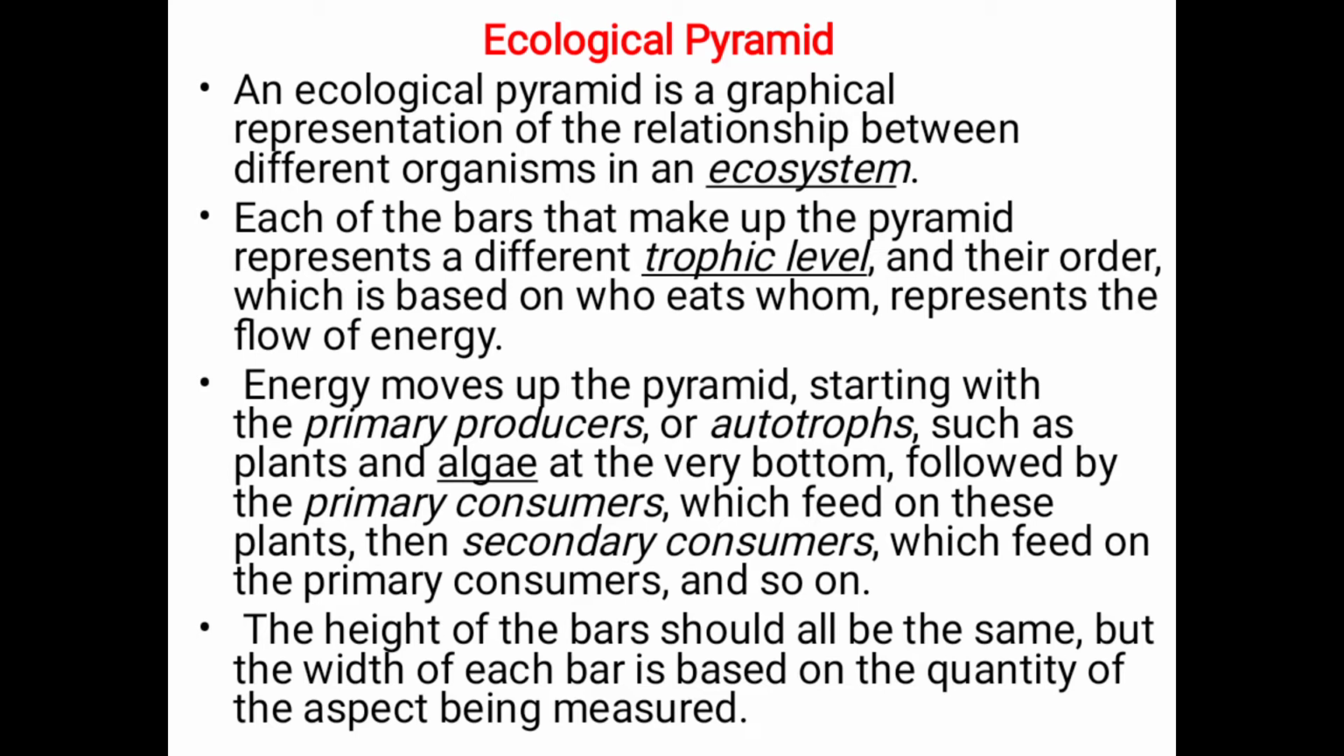Each bar that makes up the pyramid represents a different trophic level, and their order, which is based on who eats whom, represents the flow of energy. Energy moves up the pyramid, starting with the producers or autotrophs, such as plants and algae, at the very bottom, followed by the primary consumers which feed on the plants, secondary consumers which feed on primary consumers, and so on. The height of the bars should all be the same, but the width of each bar is based on the quantity of the aspect being measured.